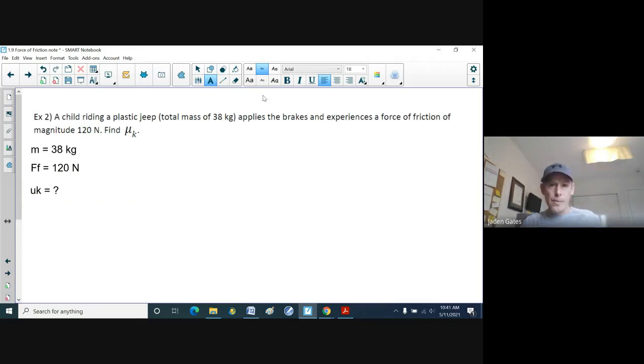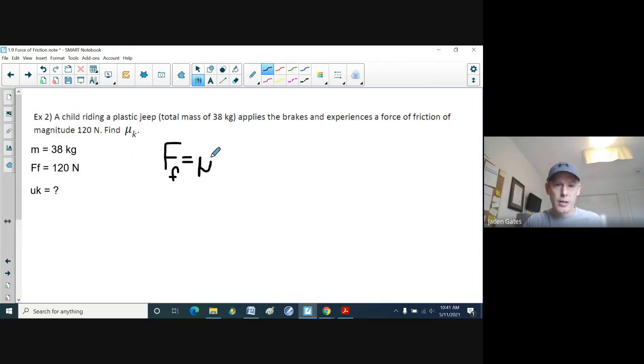All right, so now, again, we're going to use our formula here. Force of friction is equal to mu k, funny looking letter, times our normal force. But again, this kid's in a plastic Jeep, total mass of 38 kilograms. So just like last time, that Jeep is not flying up into space or going down into the ground. Thank goodness for the child.